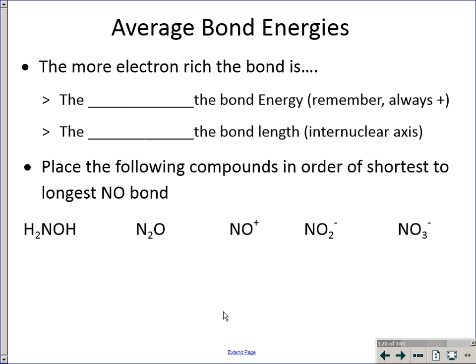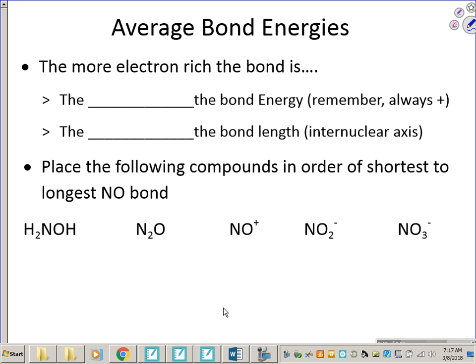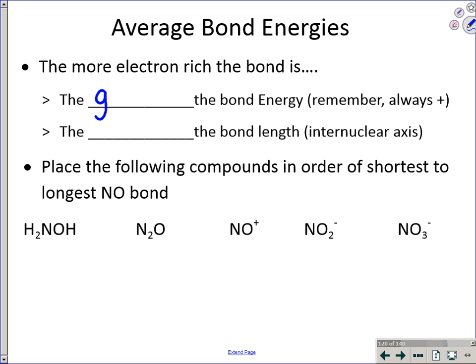So when it says electron rich, what does that mean about the bond? A lot of electrons, right? So we have 3 varieties of that. So we have electron rich with 2 electrons, which would be a what? 2 electrons, single bond, 4 electrons, double bond, 6 electrons. Okay, so the more electron rich the bond is, the what? The greater the bond energy.